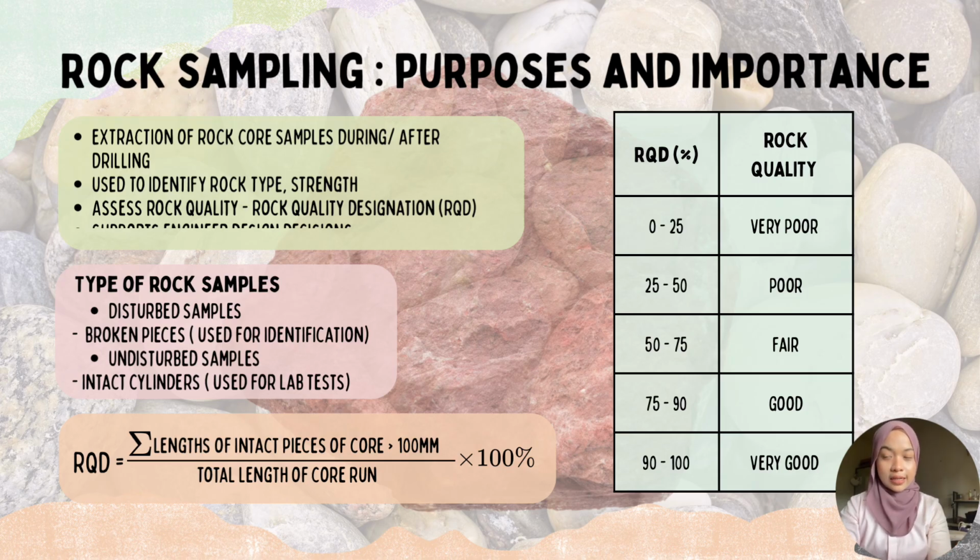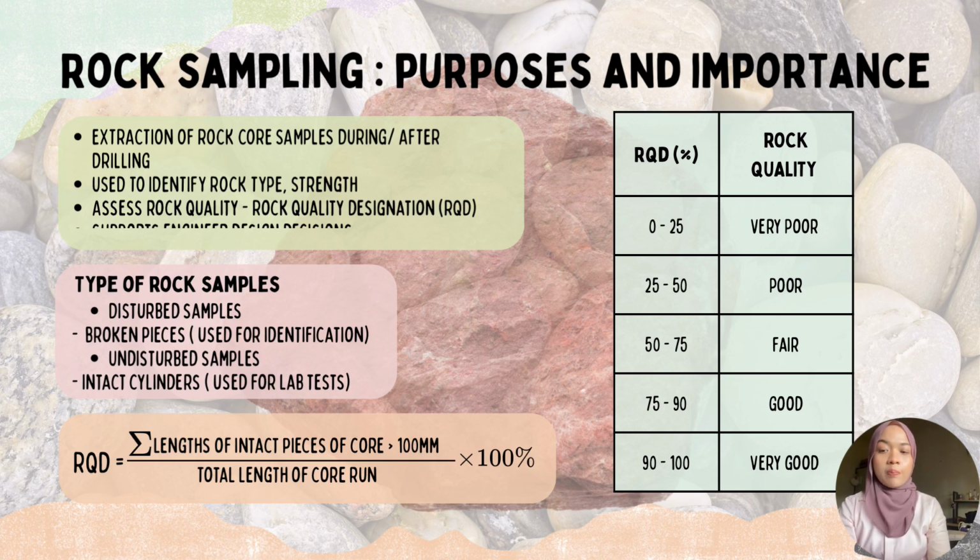Let's move to the last slide. This slide shows the purpose and the importance of rock sampling. Rock sampling obtains rock core samples during and after the drilling. It is used to identify the rock type, strength, and to assess the rock quality designation, which is RQD. It can support the engineer's design decisions for construction or permanent works.